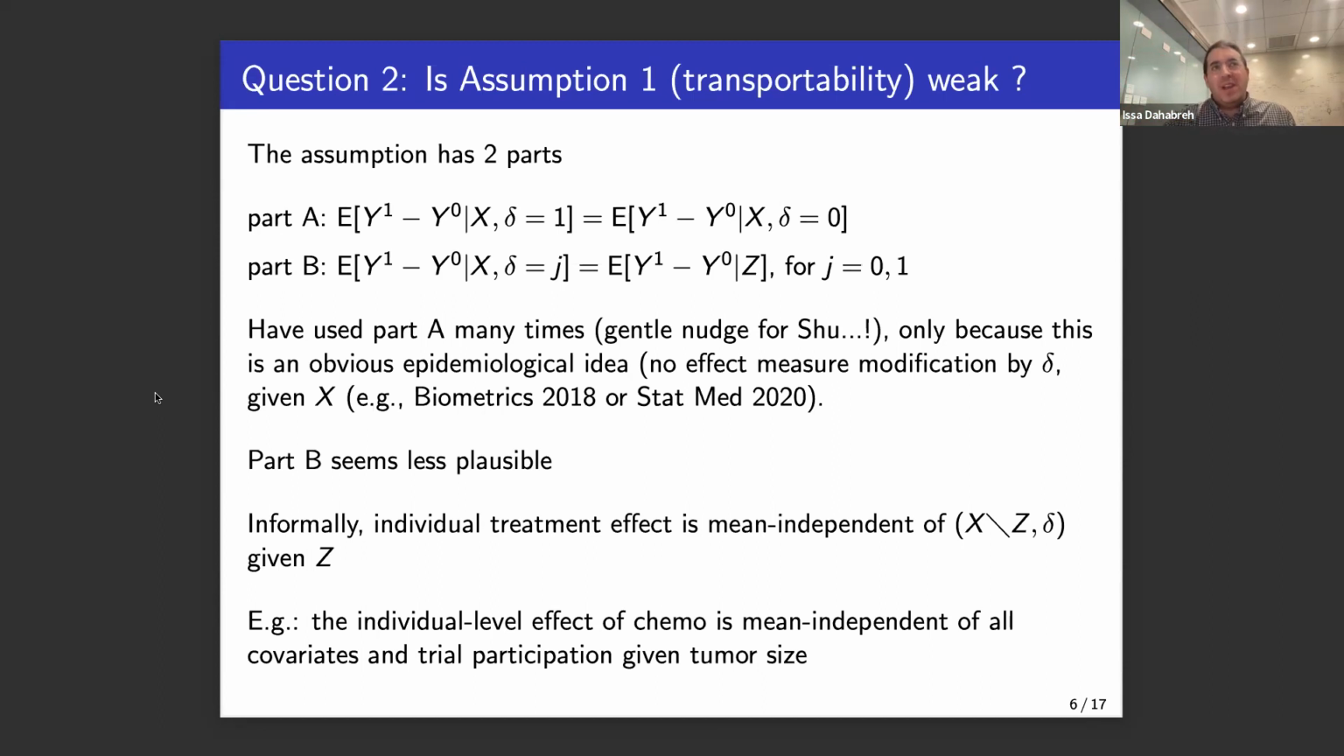Okay, informally, I think part B says the individual treatment effect is mean independent of the part of X that's not in Z and the data source indicator, the delta, given the Z. And so when Z is low dimensional, I saw the audience has a similar concern to mine, like why not model it non-parametrically? That's fine for estimation.